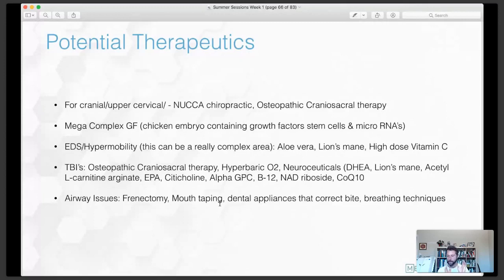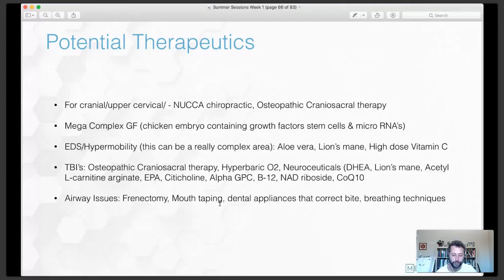Lion's mane, also useful, acetyl carnitine arginate, that form of carnitine. The L-carnitine arginate form, icosapentaenoic acid, EPA, not DHA, but EPA, citicoline, which is a form of choline, alpha GPC, which promotes growth hormone, B12, nicotinamide adenine dinucleotide riboside, coenzyme Q10.